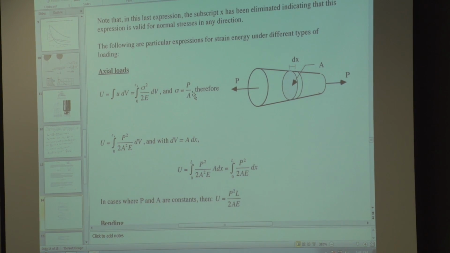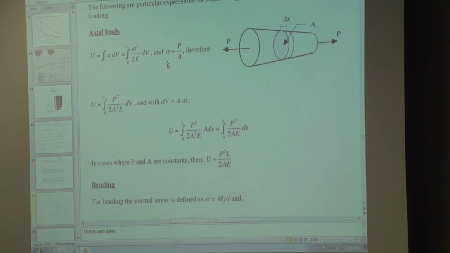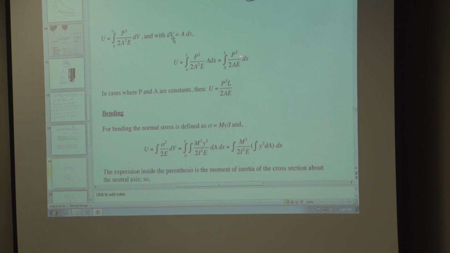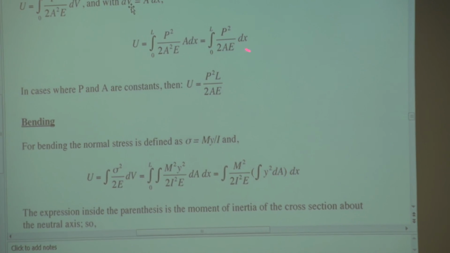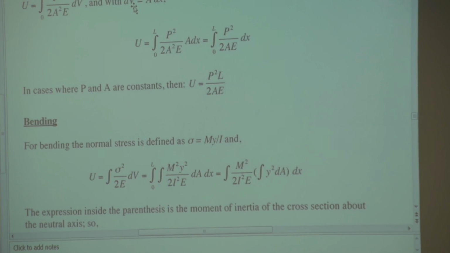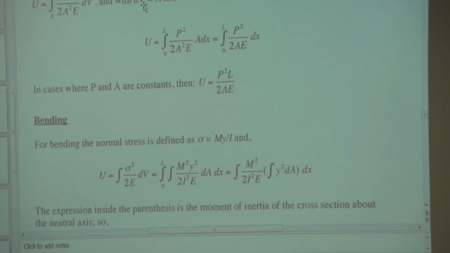However, if P and A are constants, then P, A and E, all of them will come out of the integral, and the x from 0 to L essentially becomes L. This is the strain energy, total strain energy, that's stored in the material if it is something that's loaded like this. Constant area, constant load. Okay?